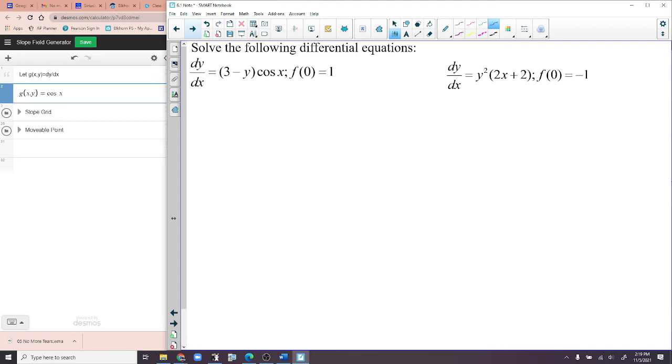Split the differential. I really wanted you to try this, though, because I want you to get it wrong so that you don't get it wrong again, or you just get it right. What's the antiderivative of the left side? Natural log, absolute value of 3 minus y. Everybody good with that? Because you're wrong. Wrong. What is it?